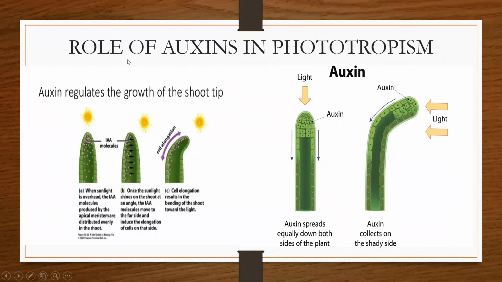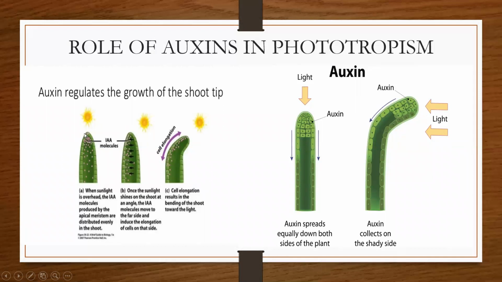Let's study the role of auxins, which are certain kind of plant hormones, and their role in phototropism. Auxins tend to get accumulated in the darker side of the shoot, resulting in rapid cell division. Thus, there is a bending of the shoot towards the direction of light.